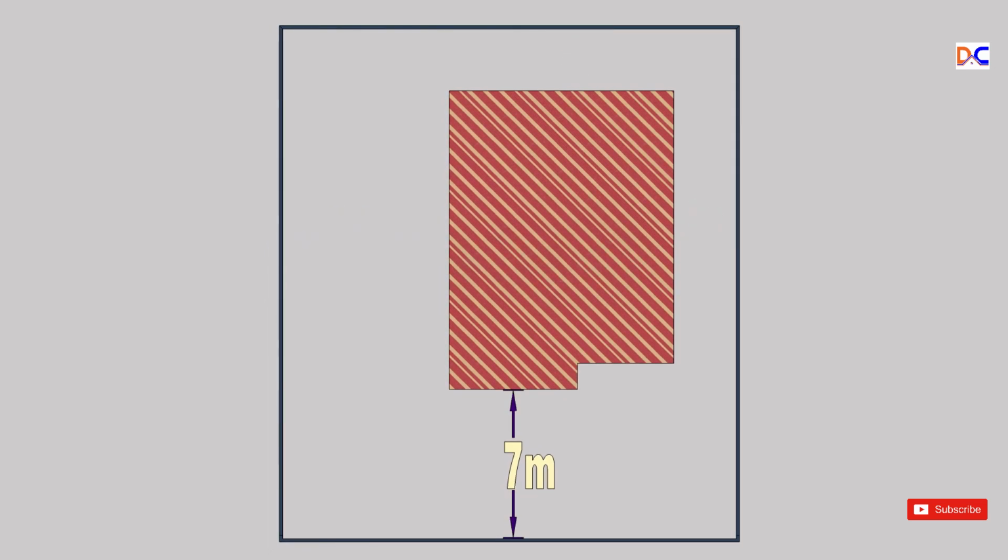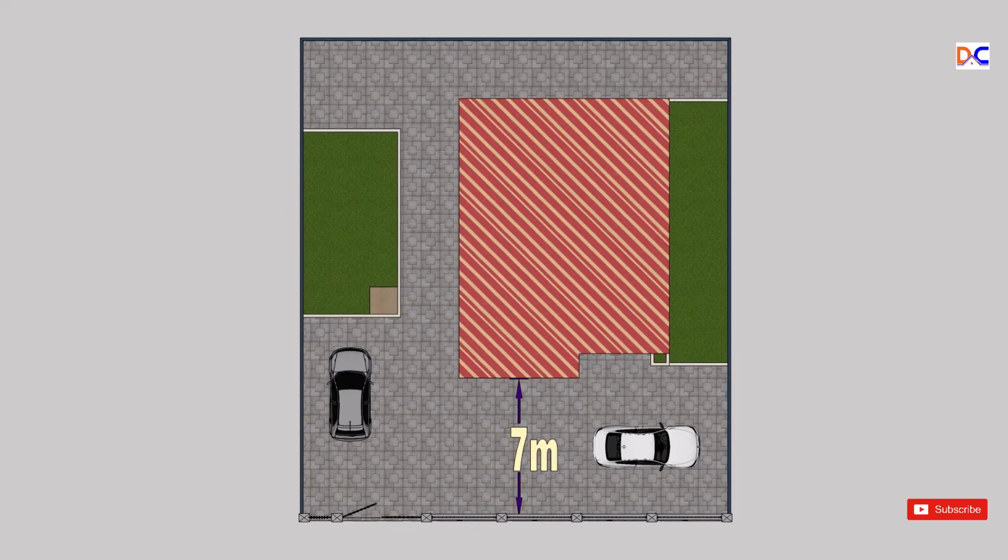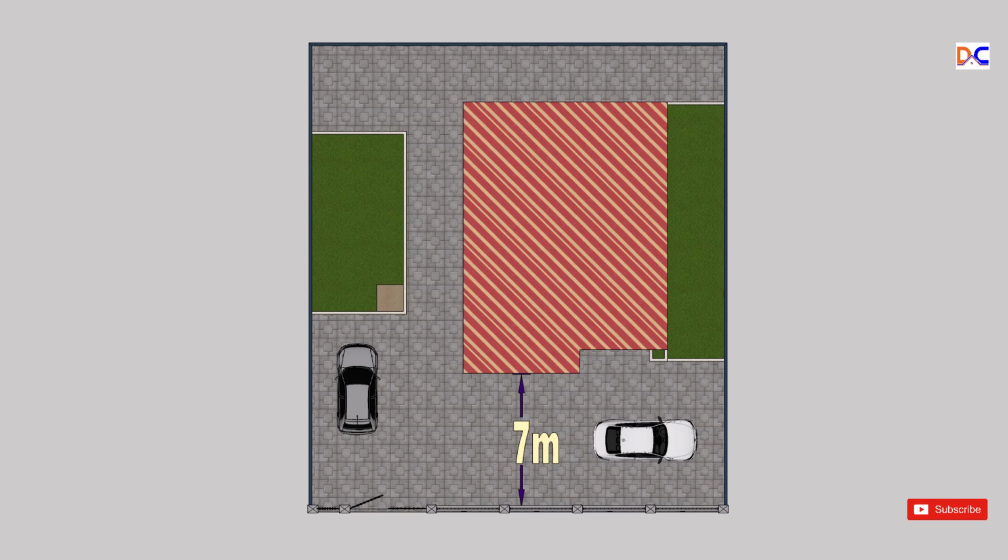Due to the size of the building, the open space of width 7 meters has been created at the front of the building to allow for parking of more than 2 cars. This is the entry point to the residence as well.